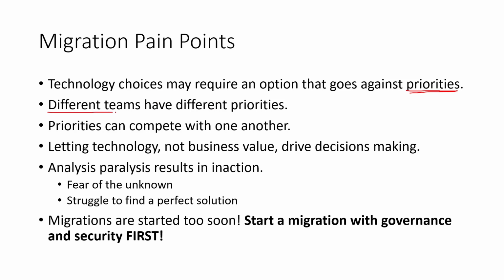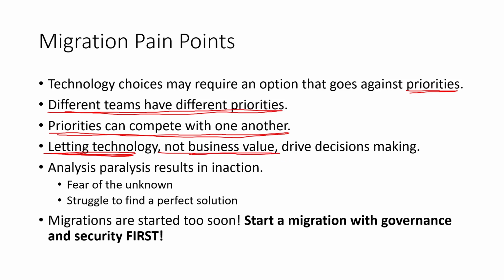Different teams may have different priorities. That's a decision that has to be made from more of a management perspective. Let the business drive that. Priorities can compete with one another, and that's why you have to prioritize the priorities, choose which ones are the most important, and let those be the drivers. Another thing you don't want to do is let technology drive the decision making. Let business value do that. Business value should be the ultimate driver of any decision making process. Part of that business value is how fast can I get to the cloud, and what's the cost, and those should have higher priority than technology-specific ones.